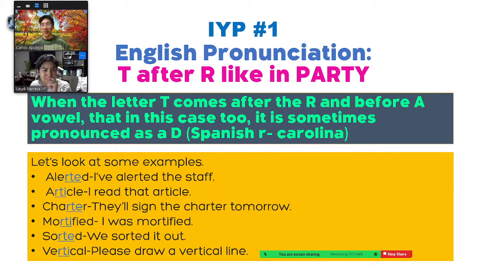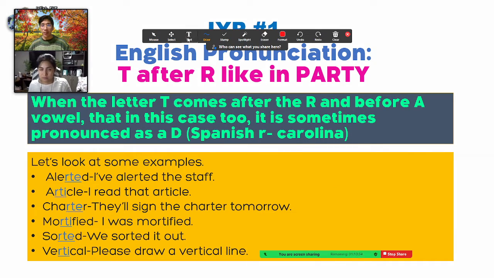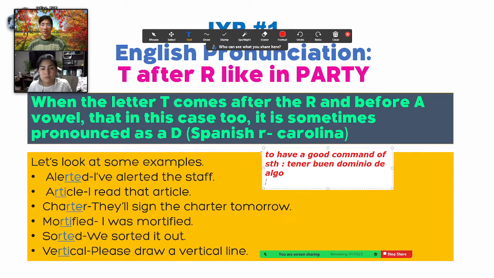Okay, let's begin with the class. I explained the rules before, so now you have a good command of something. Tener un buen dominio de algo is an expression that we can use. Listen, to have a good command of something. Now that you have a good command of the T rules, you can practice with me.